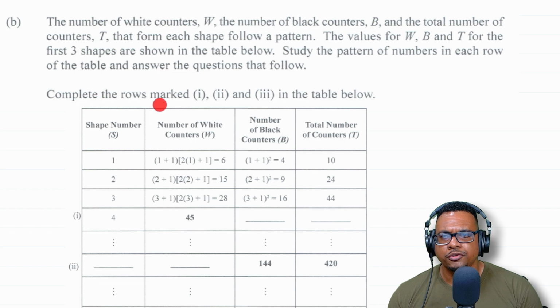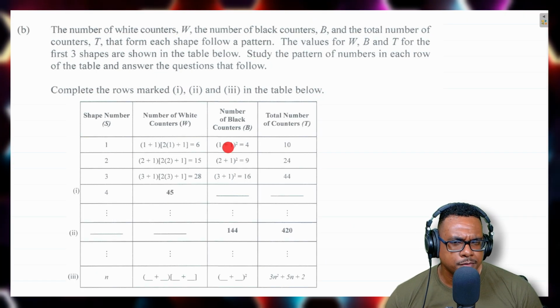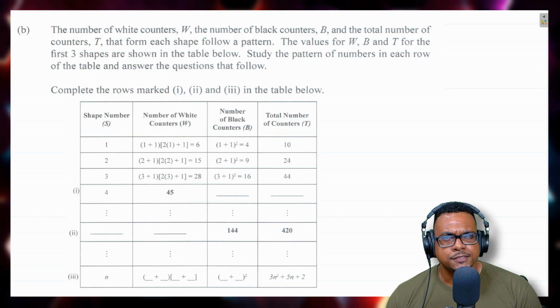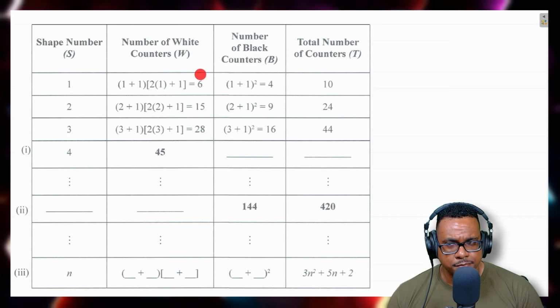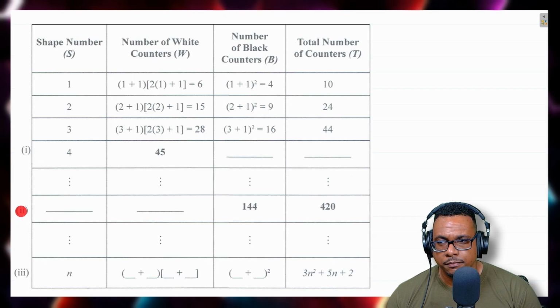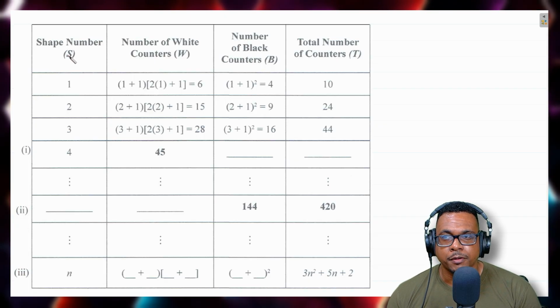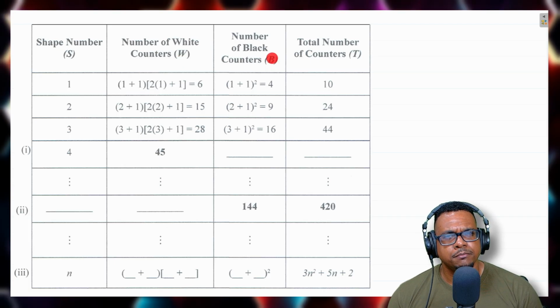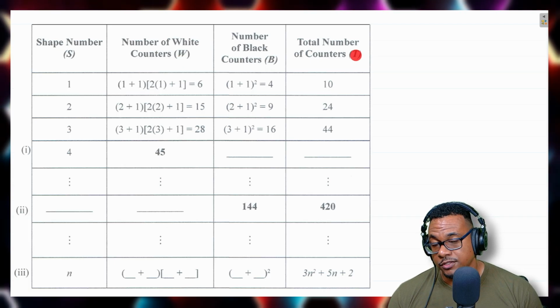So I want us to complete the rows marked 1, 2, and 3 in the table below. Here I have the table pretty small, but on the next page I'll have a bigger version of it. So let's go to the next page. Alright, so this is the table. We fill in all the information for rows 1, 2, and 3. Remember, S is the shape number, W is the number of white counters, B is the number of black counters, and T is the total.